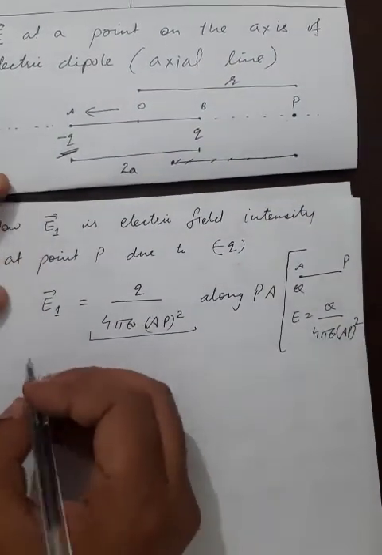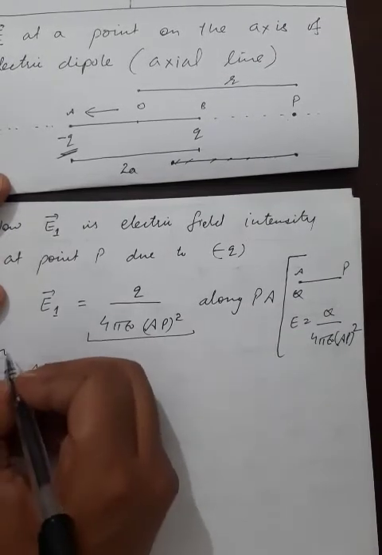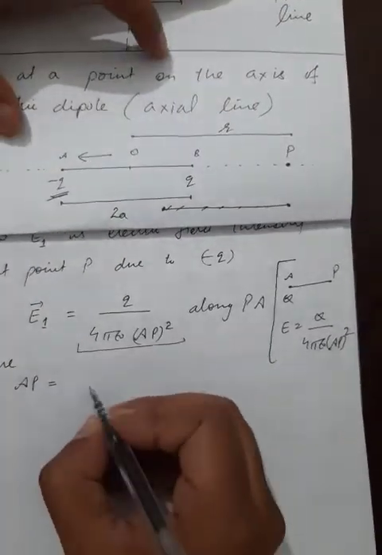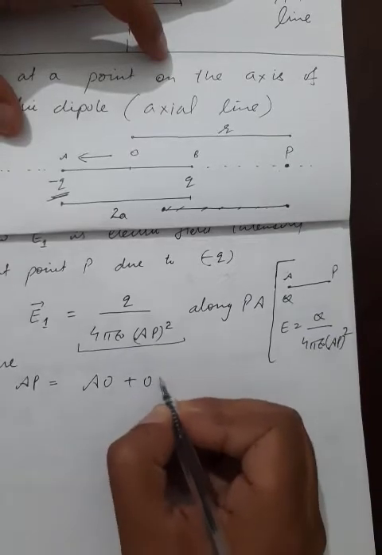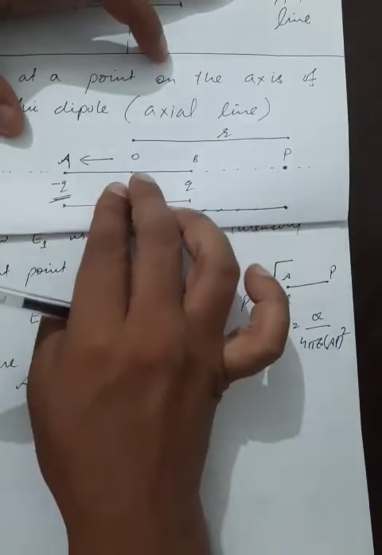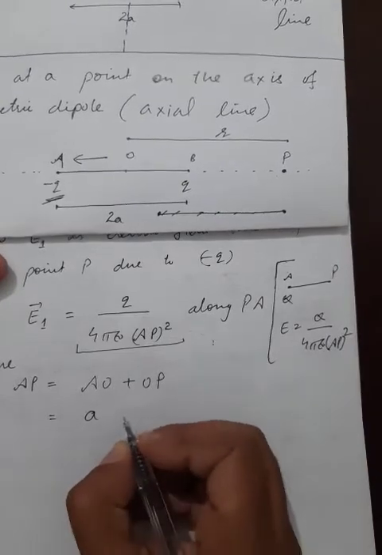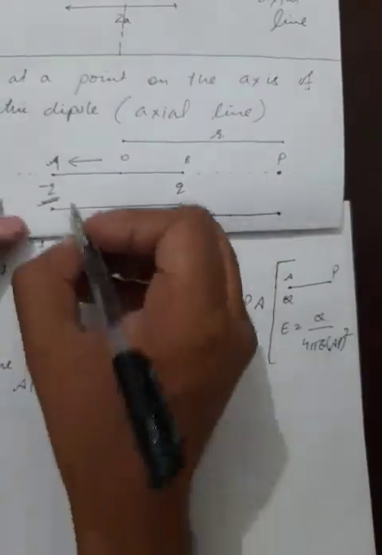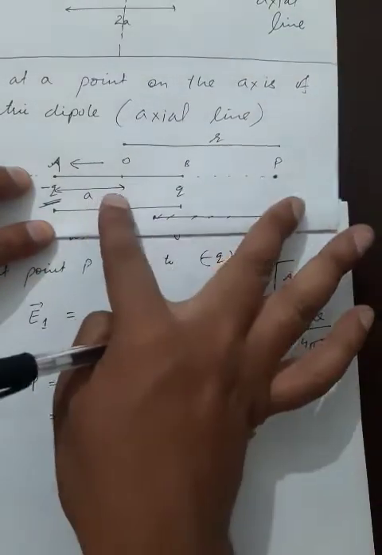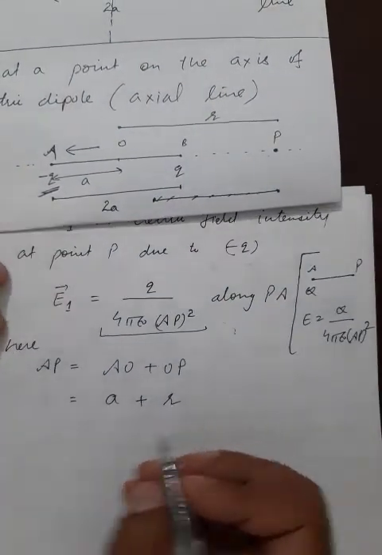Now what is AP here? AP is, see here, AO plus OP. So AO is small a, that is half of 2a, and O to P is r. So AP is equal to a plus r.